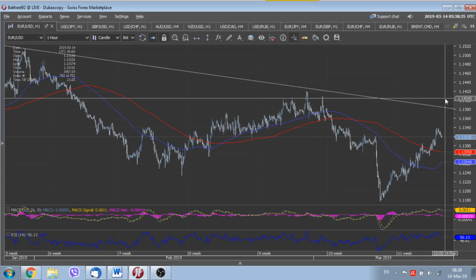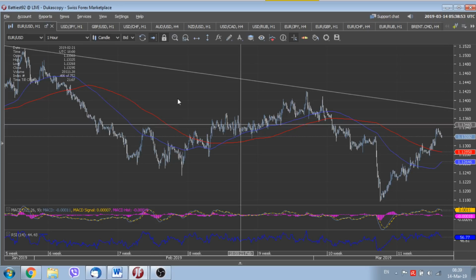Overall, any kind of move above the level of 114 should give a short-term opportunity to enter fresh shorts in the currency, because at the moment 114 is an important and strong resistance barrier.